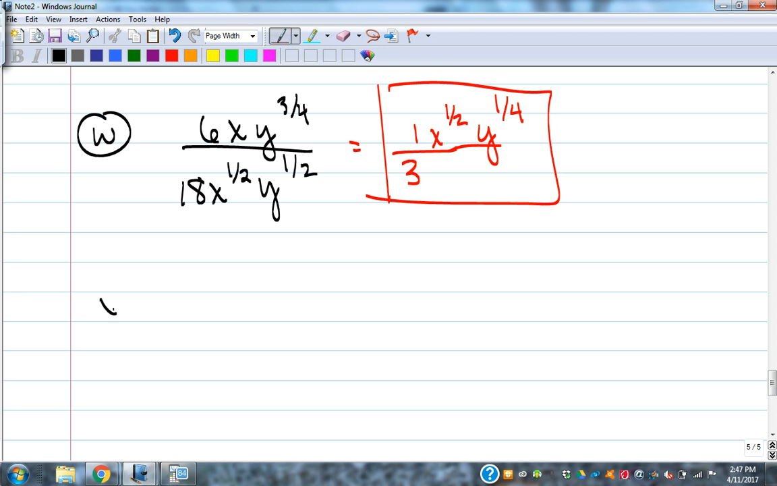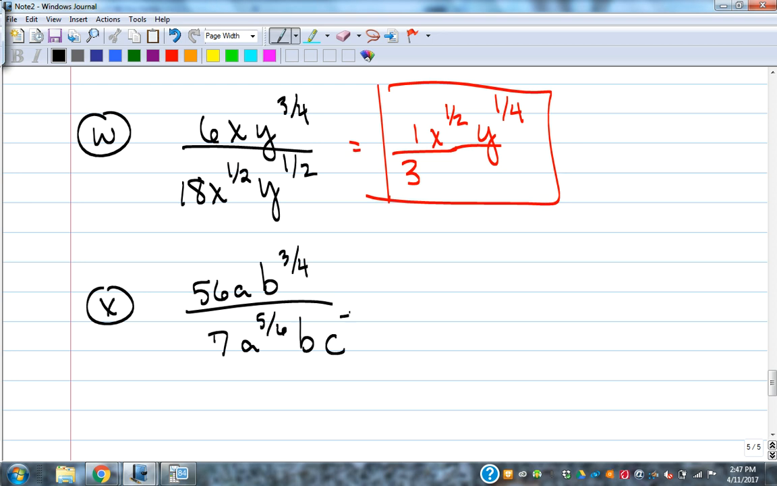All right. 56 a to the e to the 3/4 over 7 a to the 5/6 b c to the -3. Fun. All right, 56 over 7 is 8.